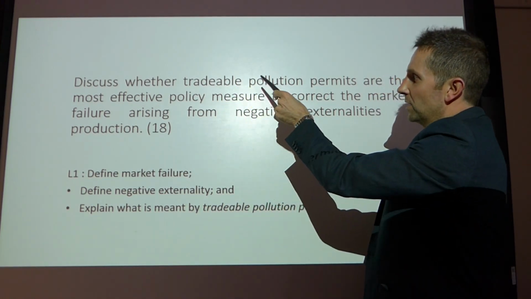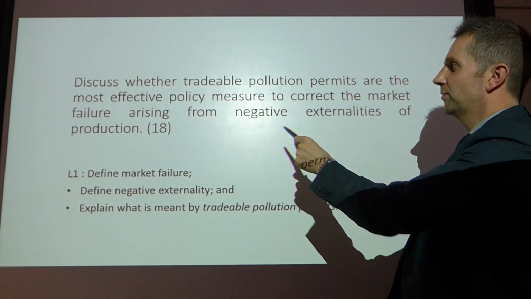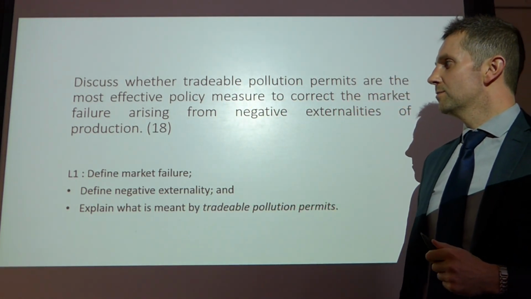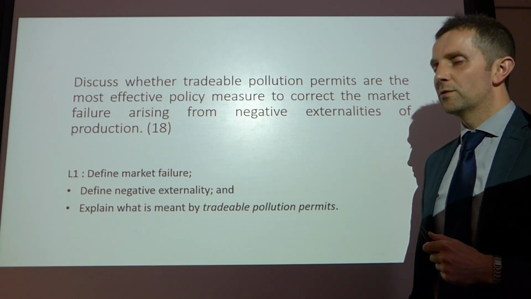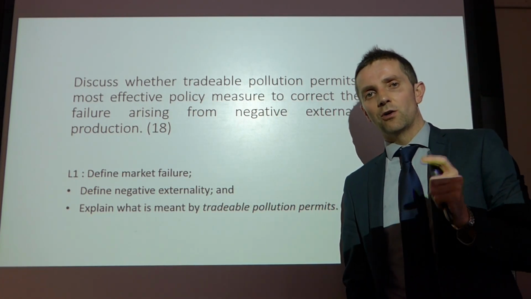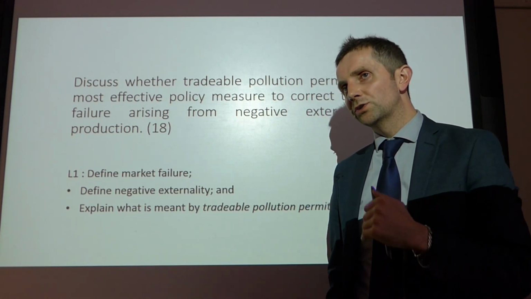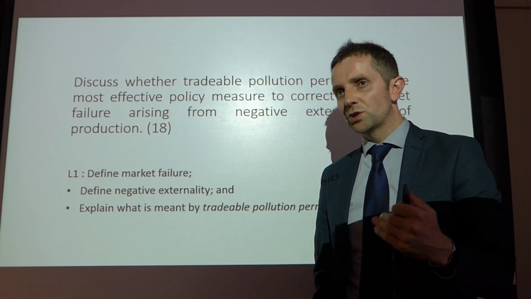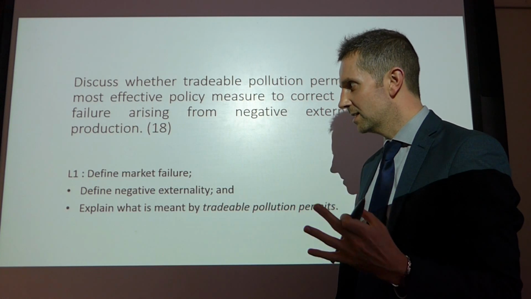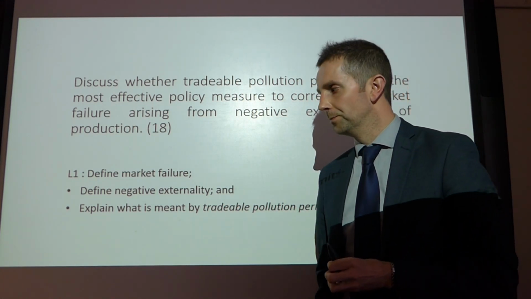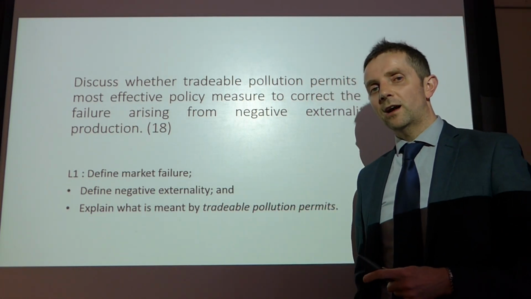So, discuss whether tradable pollution permits are the most effective policy measure to correct the market failure arising from negative externalities of production. Those of you doing F581, that's 18 marks. If you're on the new specification and it does come up as an essay, then this would be a 20-mark question. So how would we go about tackling this one?